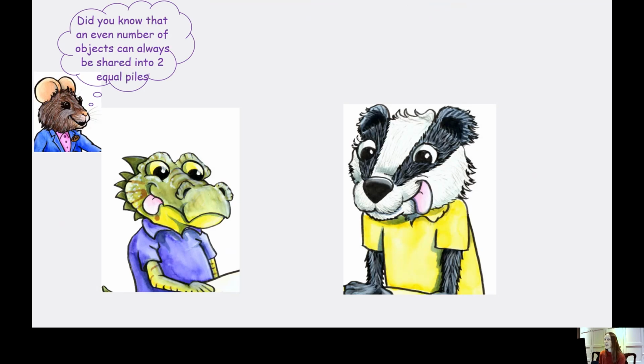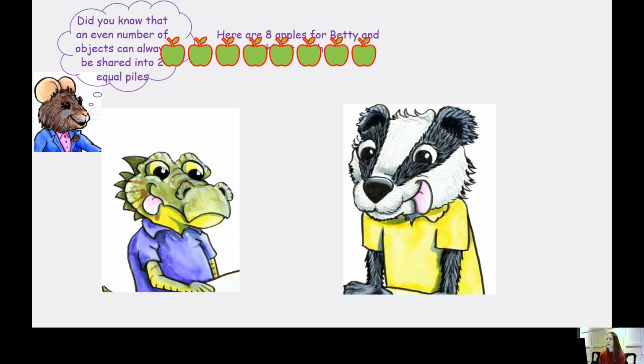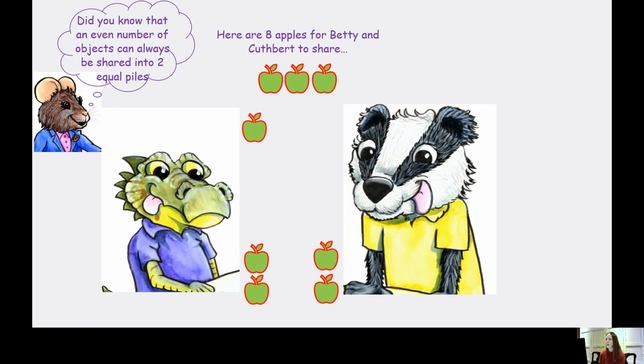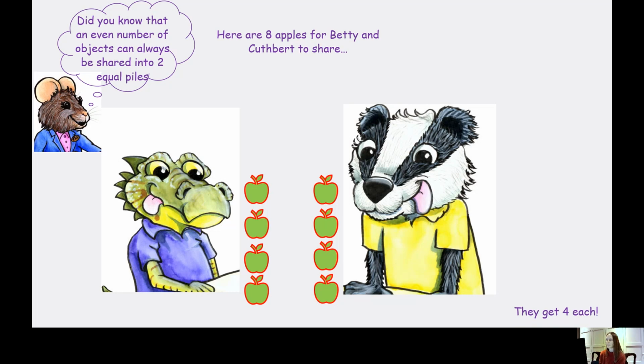Absolutely. And I wonder if you know this next thing. If you have an even number of objects, you can always share it into 2 equal piles. You'll always be able to share those objects into 2 equal piles. And should we put that to the test? So let's have a look. Here are some apples. We're going to have 8 apples, 8's an even number, for Betty and Cuthbert to share. Where are those apples? There they are. Okay, so we'll give 1 to Cuthbert and 1 to Betty, another to Cuthbert and another to Betty, a third to Cuthbert and a third to Betty, and 1 more for Cuthbert and 1 more for Betty. Ah, and can you see, look at that, each of them has got exactly the same number of apples and they've both got 4 apples.